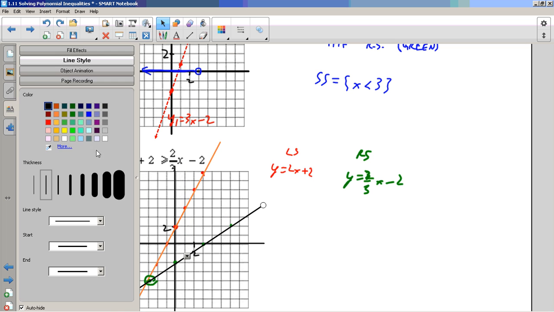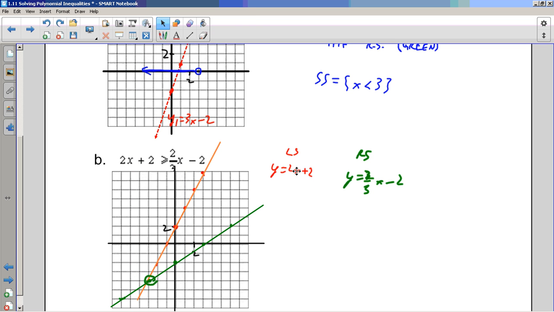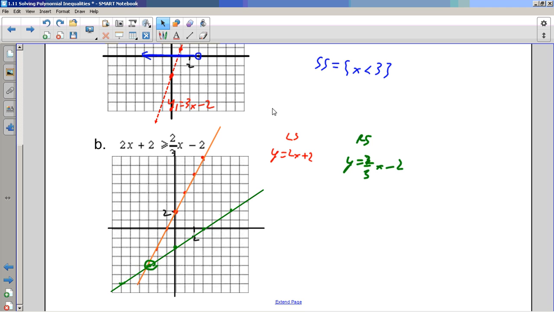And from the graph, then I'm looking for spots where the left side, the red one, is greater than or equal to the right side. So for what x values do I have the red one above the green one? Well, let me think about that. Certainly I can see where they're equal, right? That's where they cross. And equal to is a solution, so I can see there the red one is above the green one. Where else?